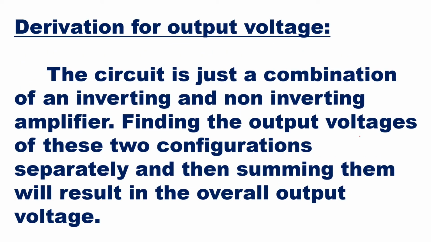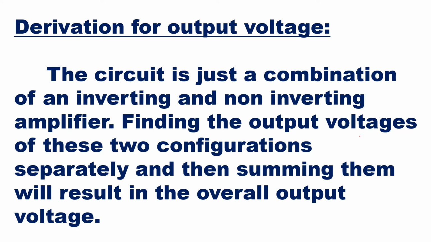Now, if you want to derive the output voltage, and if you want to show that the output voltage is the difference of the two inputs, then we have to go through a procedure to see the outputs of individual inputs. So the circuit is a combination, as I've told you, of an inverting and non-inverting amplifier. Finding the output voltages of these two configurations separately and then summing them will result in the overall output voltage.